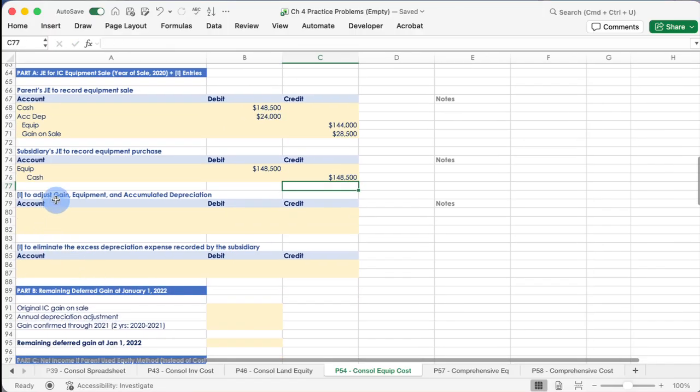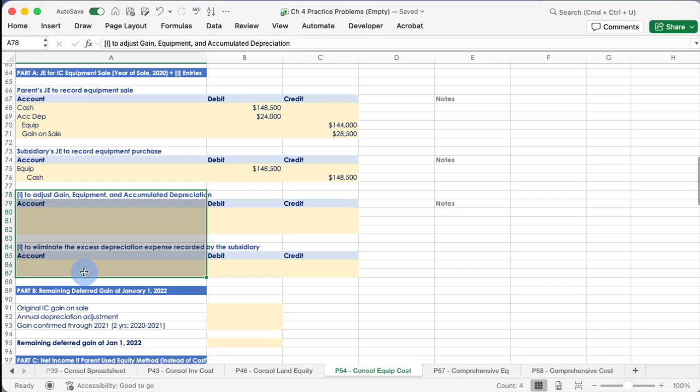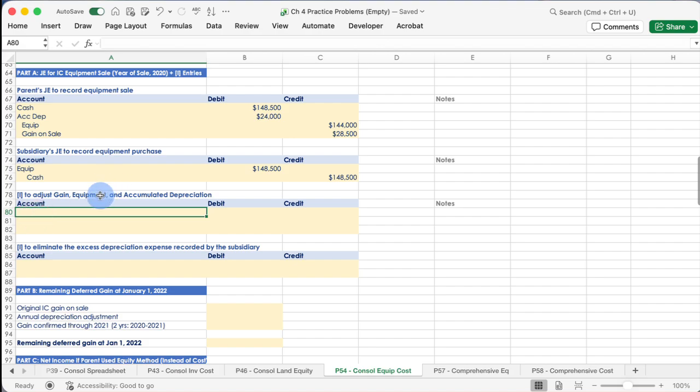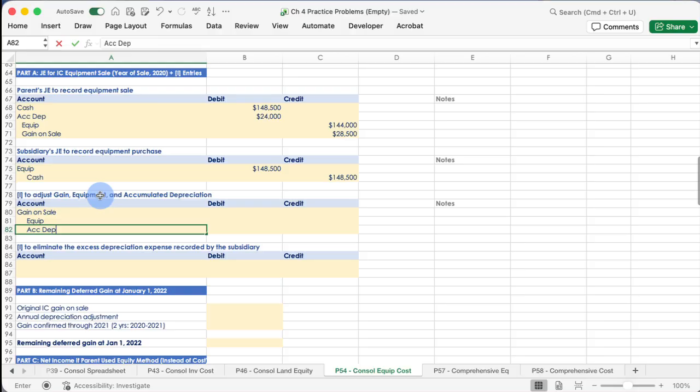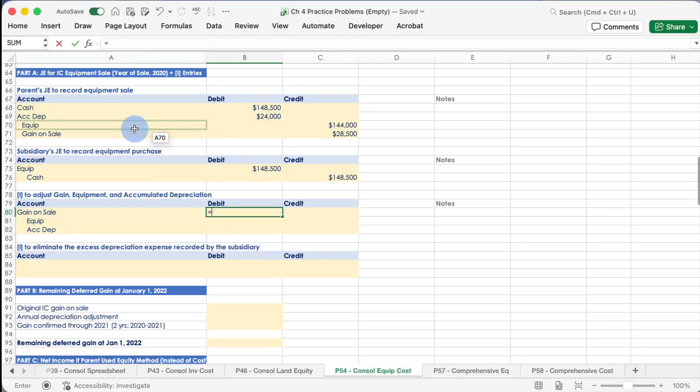And then we have to do these two entries that deal with what the consolidation looked like the year that this sale took place. So first we're going to reverse the gain and then restate the equipment and the accumulated depreciation to get them back in place as if the sale never even happened. So first we'll debit the gain on sale, and then we're going to need to credit both the equipment and our accumulated depreciation. The gain on the sale is this $28,500.